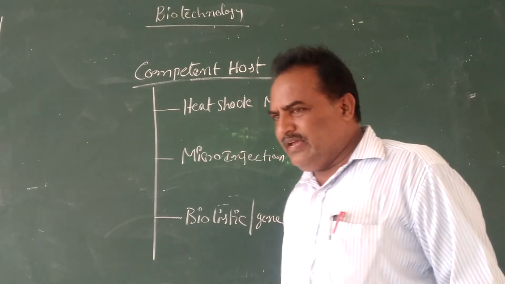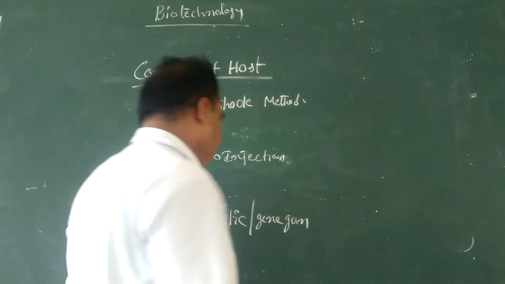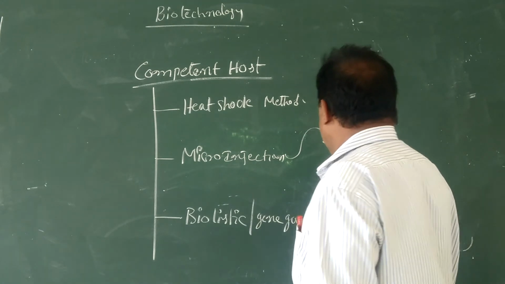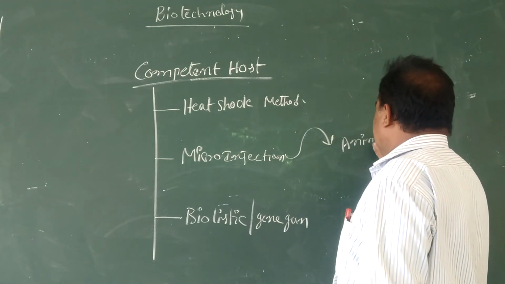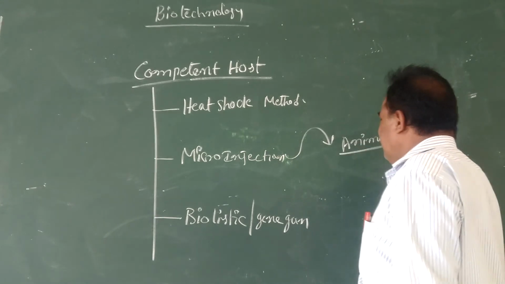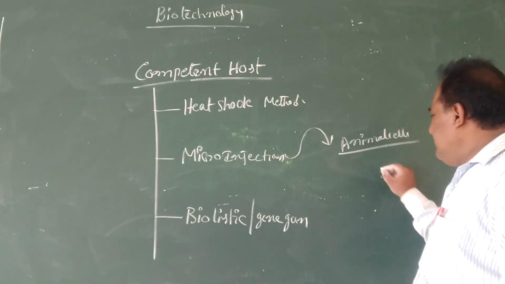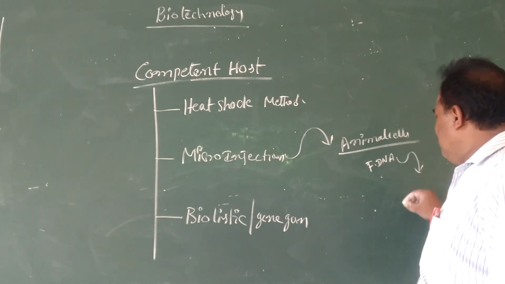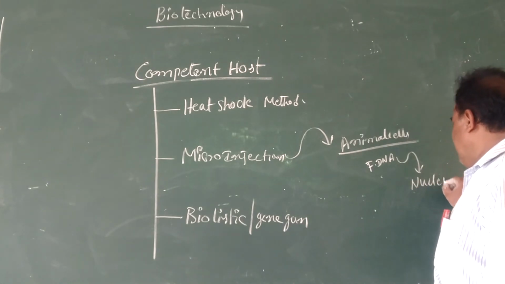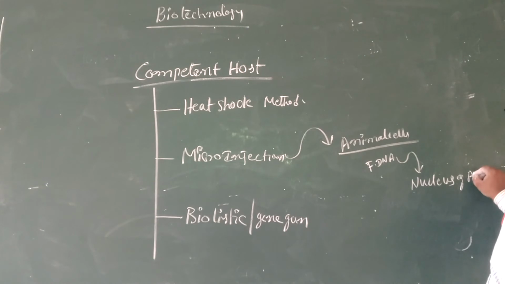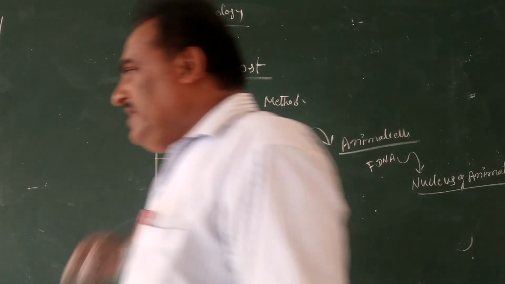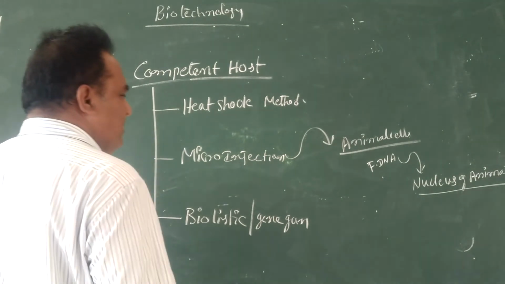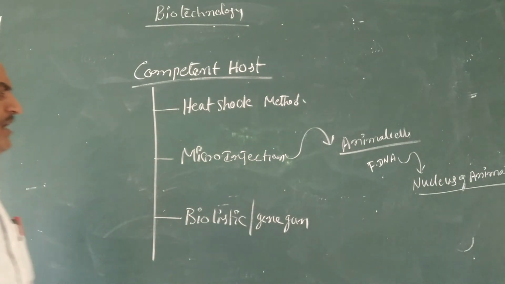Microinjection is the method usually conducted in the case of animal cells. In this method, rDNA or foreign DNA is directly injected into the nucleus of the animal cell. Foreign DNA is transferred into the nucleus of the animal cell. That is called the microinjection method.